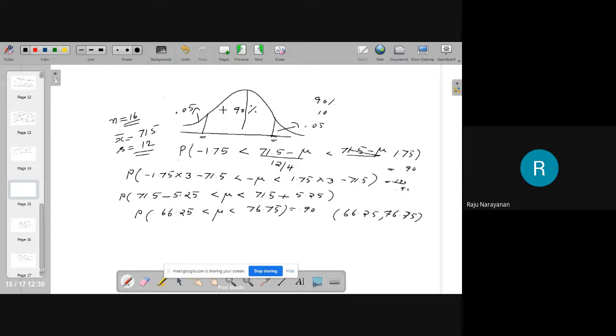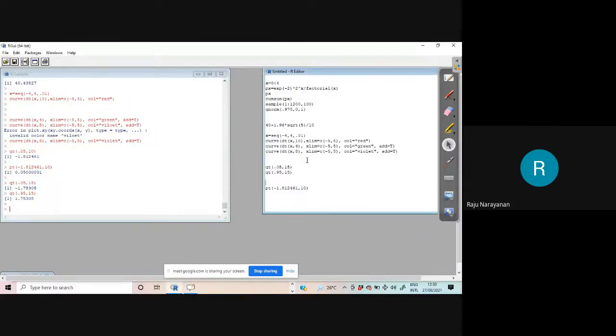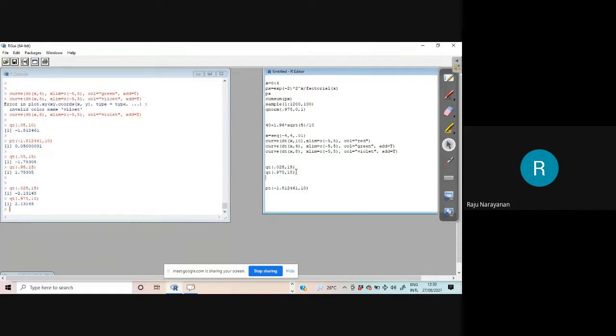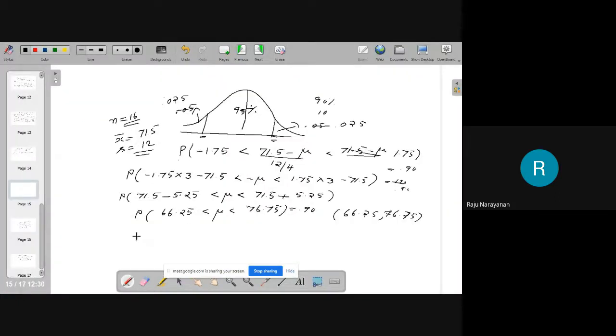If you want a 95% confidence interval, here it should be 95%. The balance is 5%. Therefore, 0.025 will come here and 0.025 will come here. Then you have to find QT of 0.025 and 0.975. That's the only difference. It is minus 2.13 and plus 2.13. You solve these things. That's all.